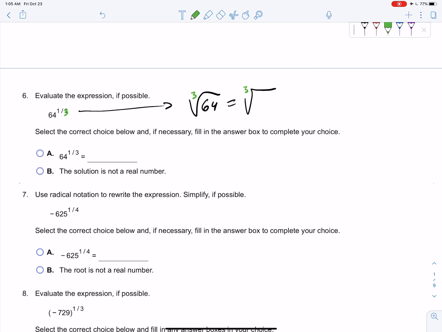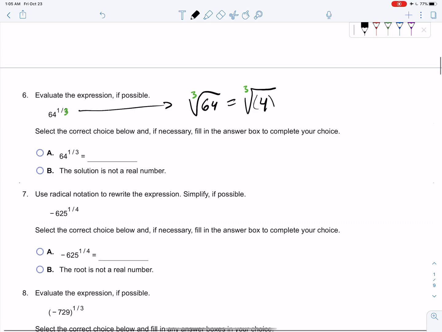And you could prime factor it down. It turns out that 64 will factor down to 4 cubed. So we've got 4 cubed. And there's that cube, power of 3, matching the index of 3. So of course what comes out is just that 4. Okay.